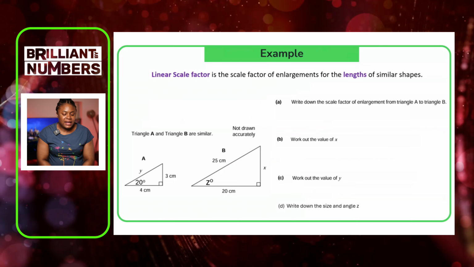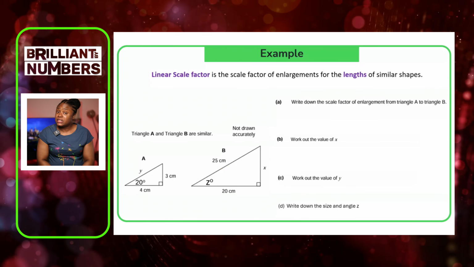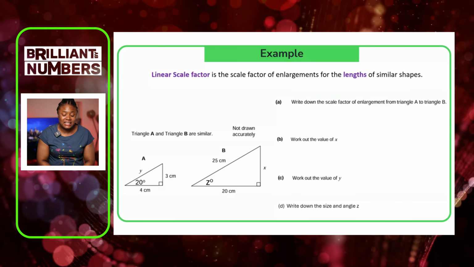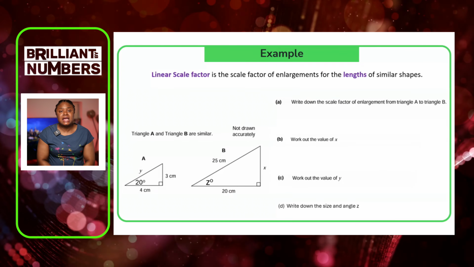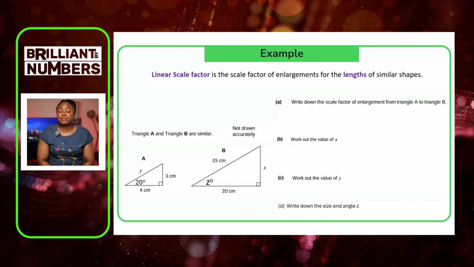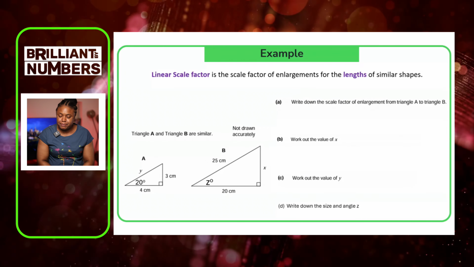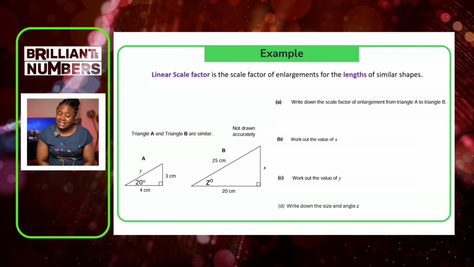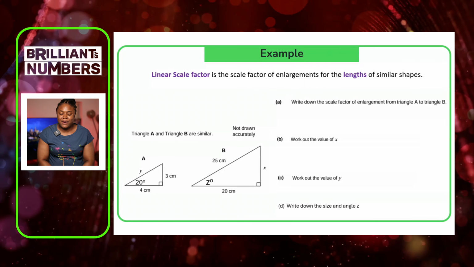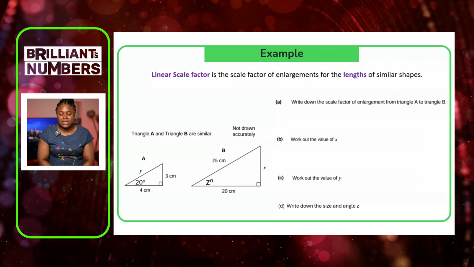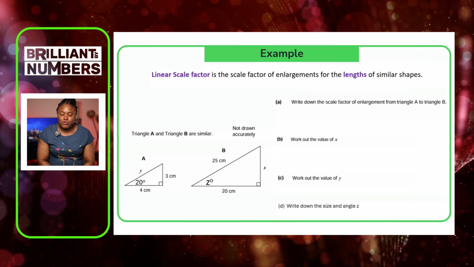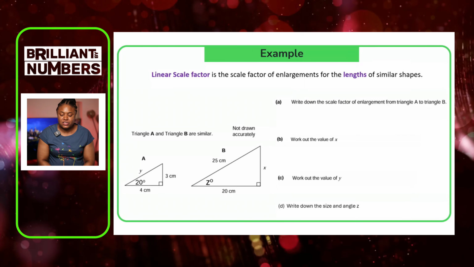We're given triangle A and triangle B. We're told they're similar, not drawn accurately, so we cannot measure the linear components. In part A, we're asked to write down the scale factor of enlargement from triangle A to triangle B. Now we have some calculations to do. For part B, we're asked to work out the value of X. Part C, work out the value of Y. And part D, write down the size of angle Z.